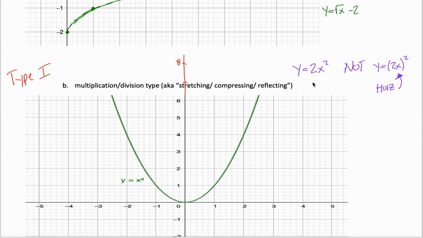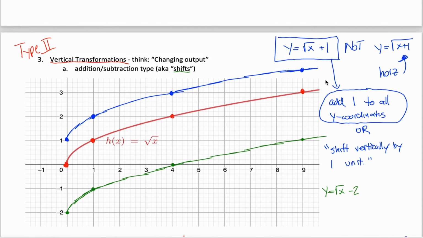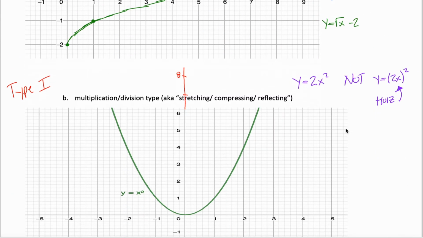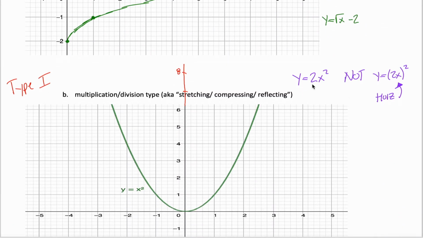So this is the transformation that I want to consider. Note that instead of adding or subtracting to the output of the function, this time we're multiplying the output of the function by 2. That's how we know it's this type 1 vertical transformation. So how do you apply this transformation? Well, it'd be kind of nice if we could use the same logic that we did up here. Since we're multiplying by 2, maybe we'd think that we should just multiply all the old y values by 2. And conveniently, that's exactly what you do.